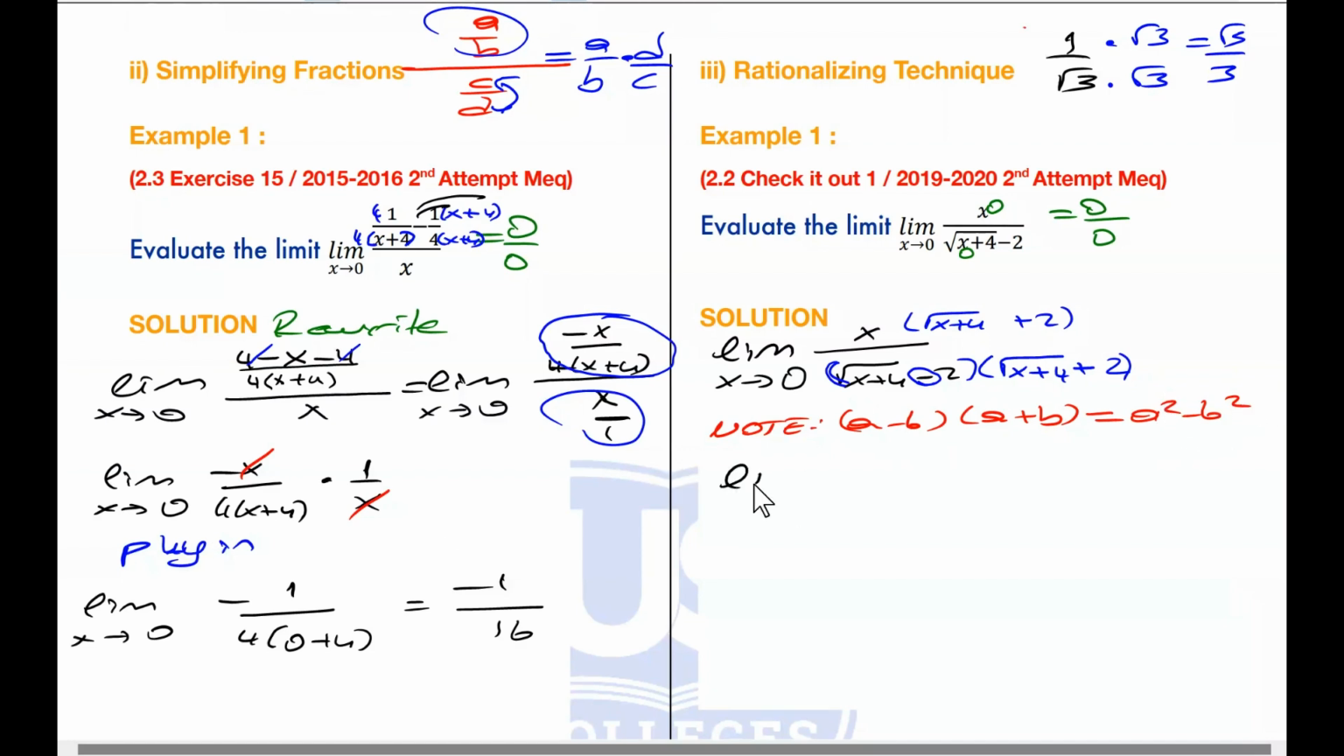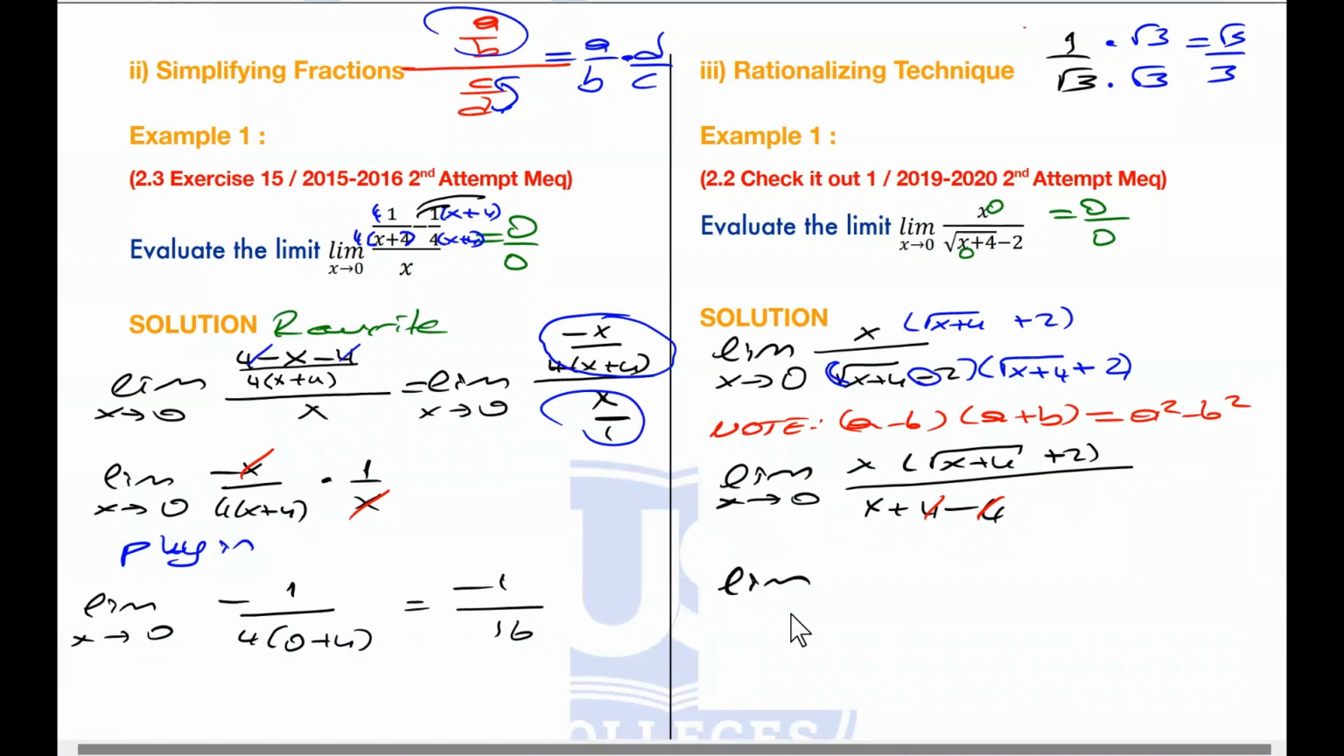So limit as x approaches 0 of, keep the top, I will need it in factored form, divided by the bottom, which will be the square of the first one. It's gonna be x plus 4. The radical will lift off, minus the square of the second one, 2 squared, 4. So the 4's will cancel each other, so I will have x at the top and x at the bottom.